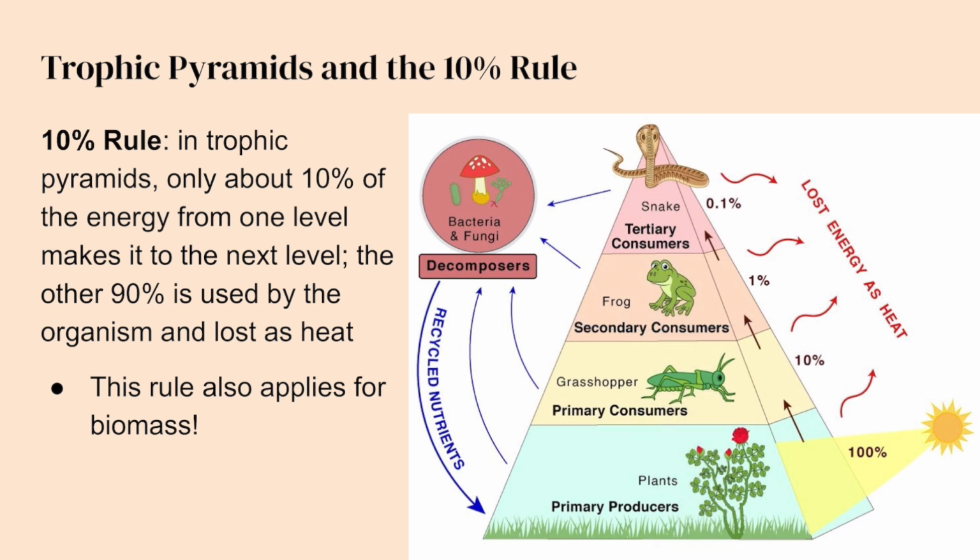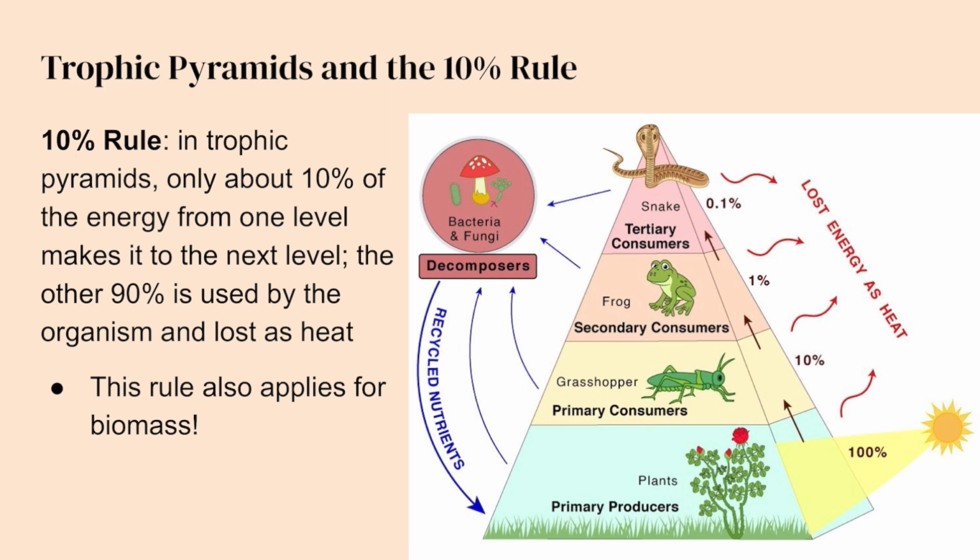But this loss of energy is also kind of encapsulated by a rule called the 10% rule. This says that in trophic pyramids, only about 10% of the energy from one level actually makes it to the next level. The other 90% is used by the organism and lost as heat. So in this diagram, I don't want this to confuse you.